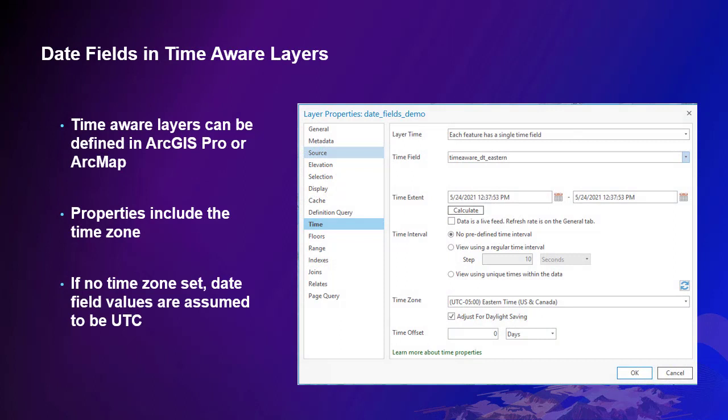A layer can be defined as time-aware in ArcMap or Pro. This is used by the time slider control. When published, the time-aware settings are exposed by the map service or feature service. The settings can include up to 2 date fields. It may also include a time zone. In the example on the right, the time properties include 1 date field and have a time zone set to Eastern Time.